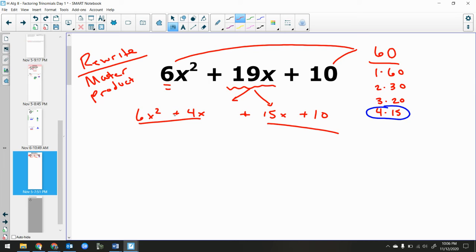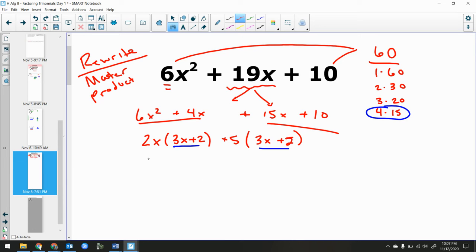Well, the GCF of 6x squared plus 4x, they both have a 2 and an x in common, leaving us a 3x plus 2. The GCF of my 15x plus 10 is a positive 5. Notice I include the sign there, positive 5. And how coincidental, if I divide out my 5, I get a 3x plus 2. Now, you'll notice that these are the same thing. That has to happen for this to be factorable, okay?